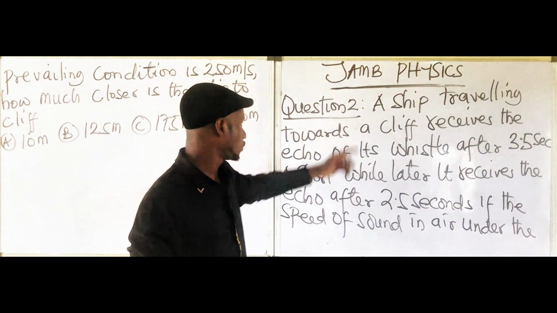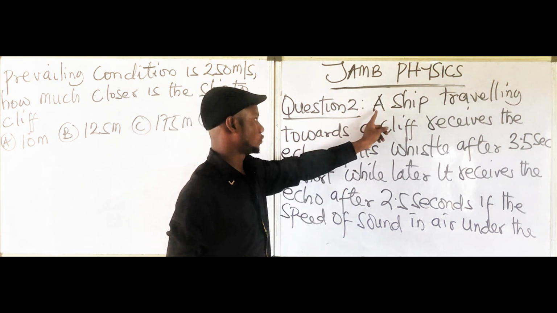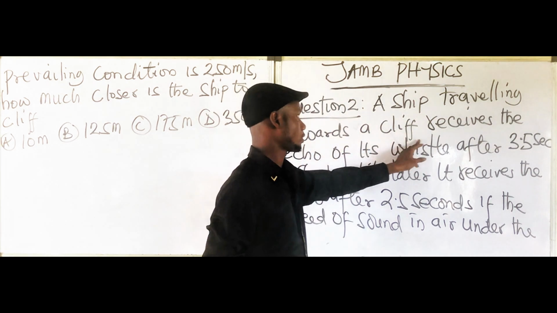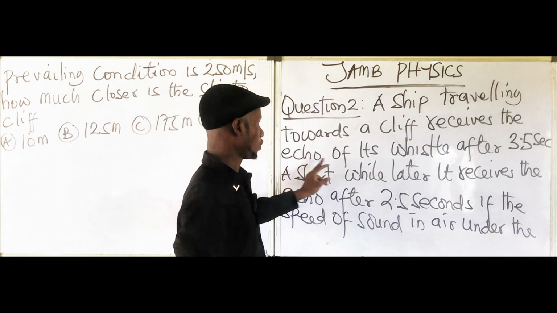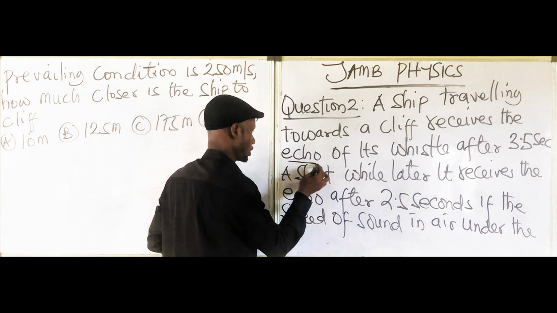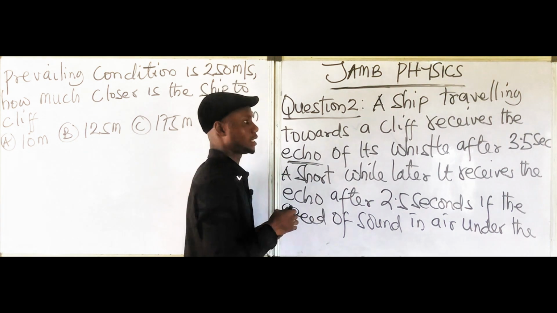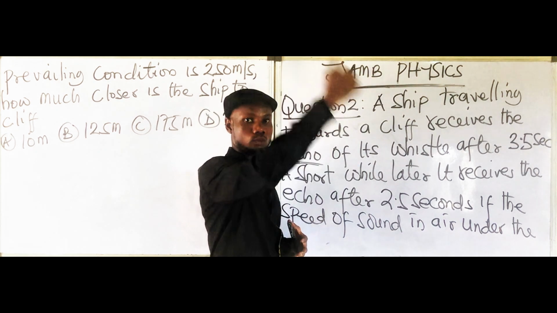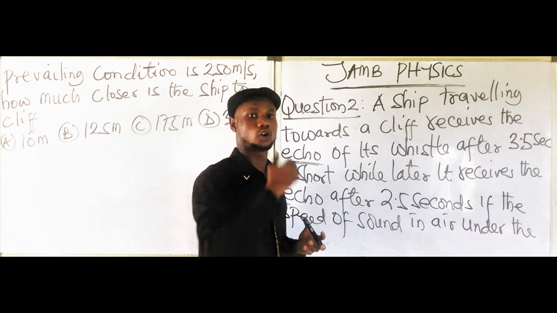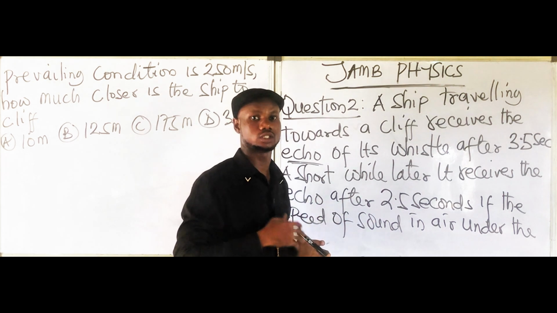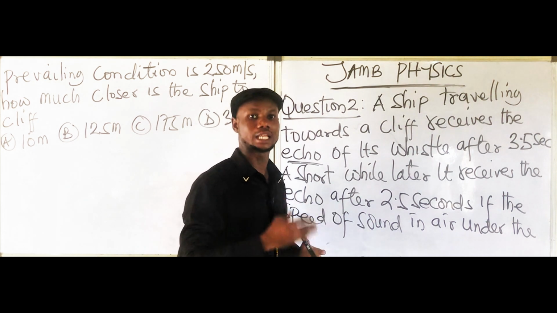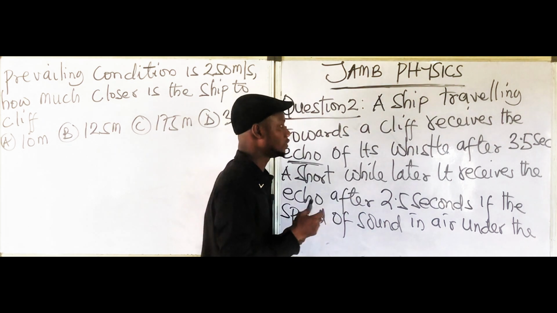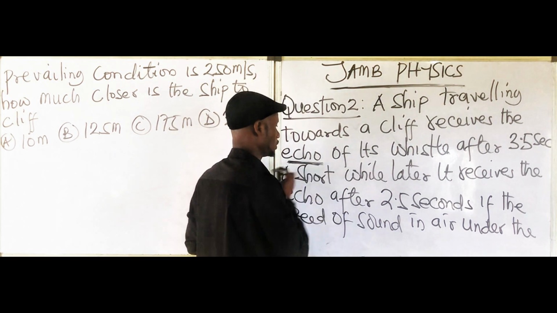Now, let's solve this question. Let's read the question first to understand properly. A ship traveling towards a cliff receives the echo of... this question is on echo. As I told you, sometimes they might not mention echo, but whenever the source of the sound is before a wall, a cliff, or the sea bed, you should know that the question is on echo. But if they mention echo, just know that it's already on echo.